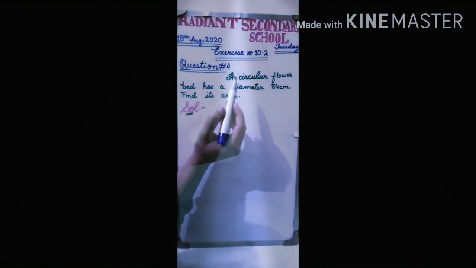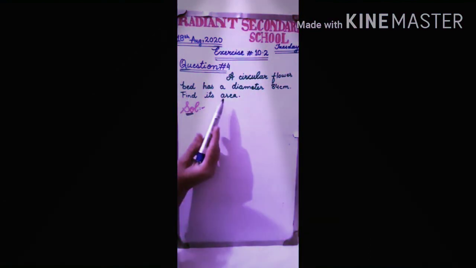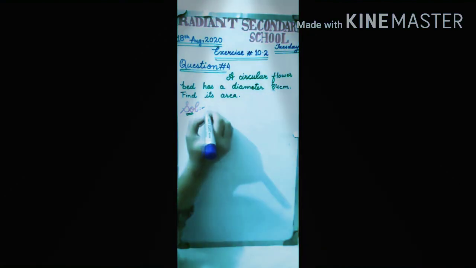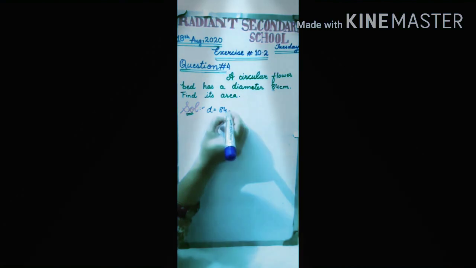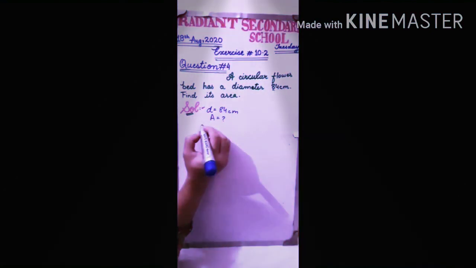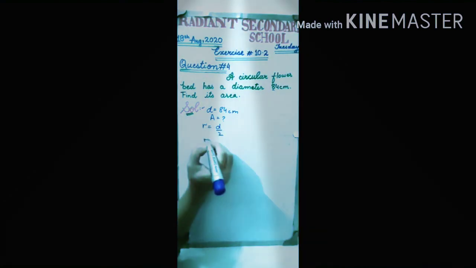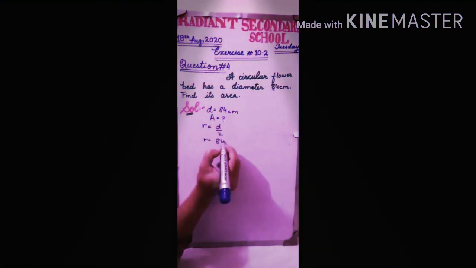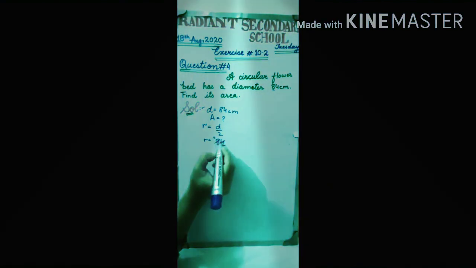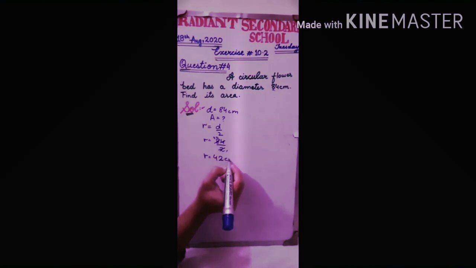Now we have question number 4. A circular flower bed has a diameter of 84 centimeter. Find its area. So in this question we have to find the area, and the diameter is given, that is 84 centimeter. So you have to write diameter is 84 centimeter. Area we have to find. Okay. Now with the help of this diameter I will find the radius first. Radius equals d by 2. Radius equals 84 by 2. Now simplify it. 2 ones are 2, 2 fours are 8, and 2 twos are 4. So the radius will become 42 centimeter.